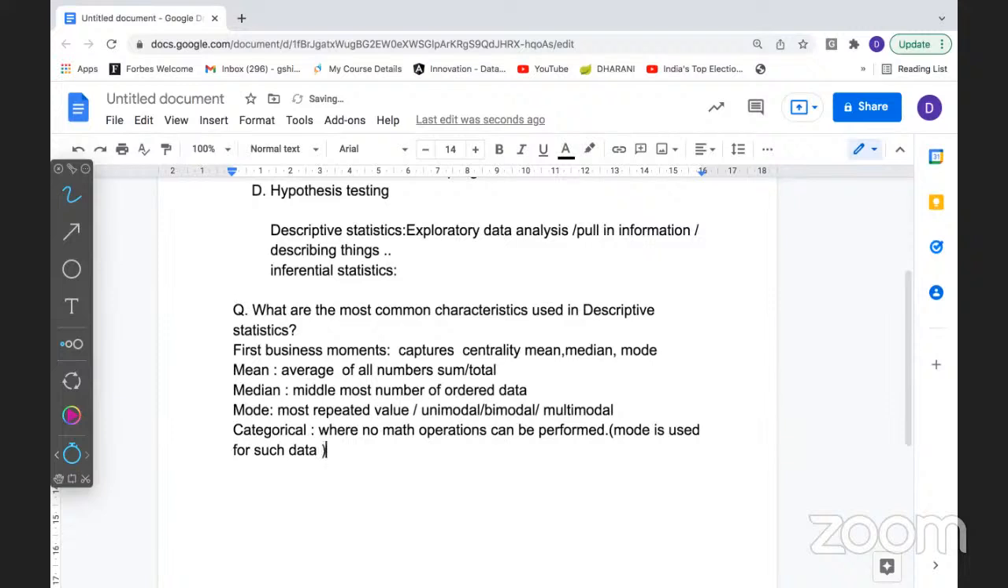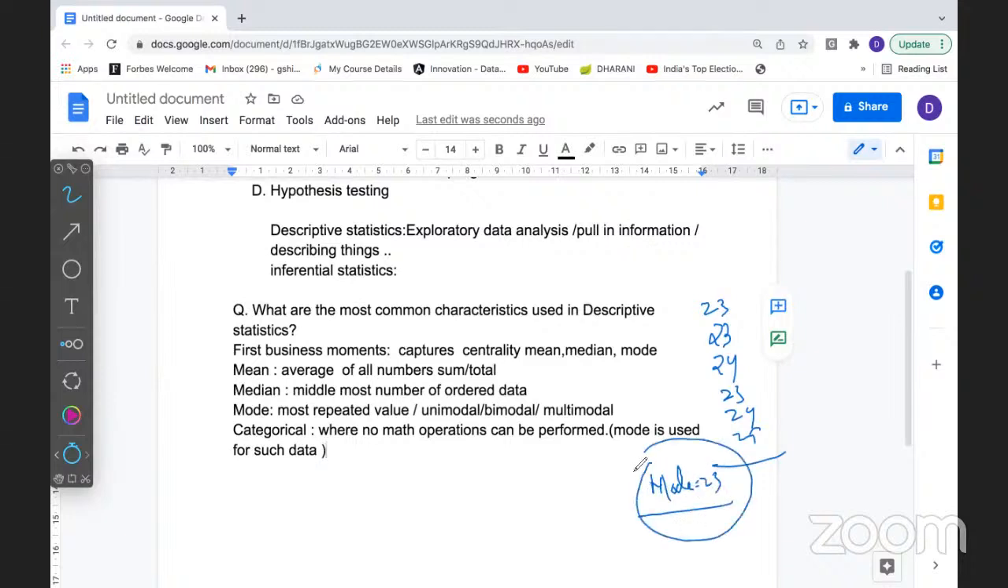It doesn't make any sense to use mode on numeric data because it does not capture the centrality. If you have 23, 24, 23, 24, 25, the most repeated value, you say that mode is equal to 23. Someone just capturing the centrality says it is 23. But calculating the average here, average would be something else. It will not throw you any error, but it doesn't make any sense to use mode on numeric data.